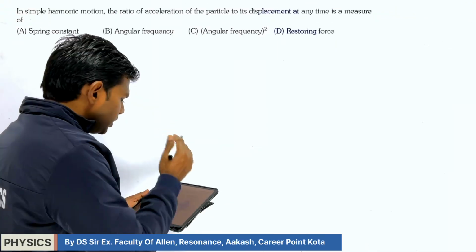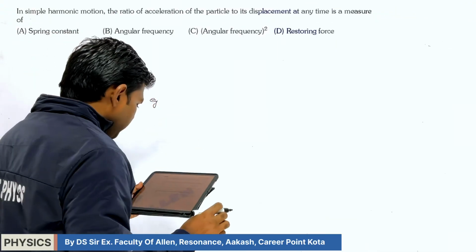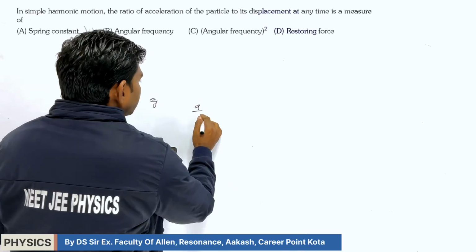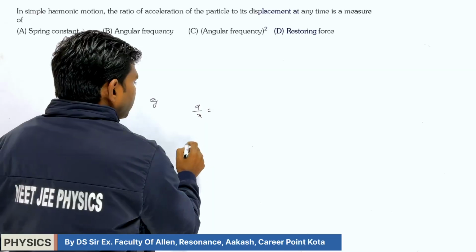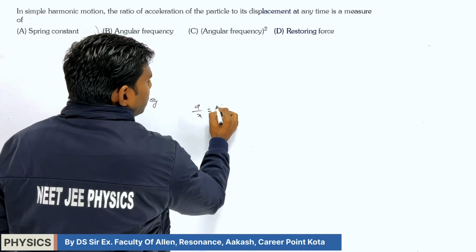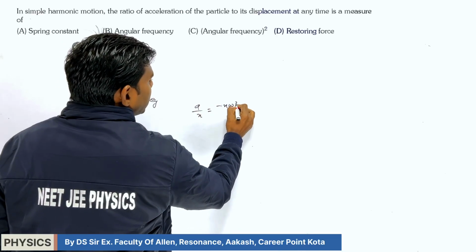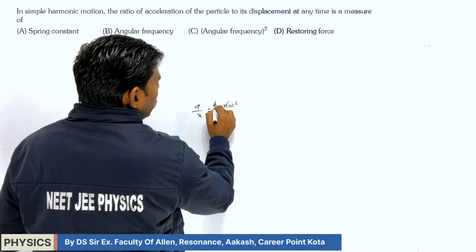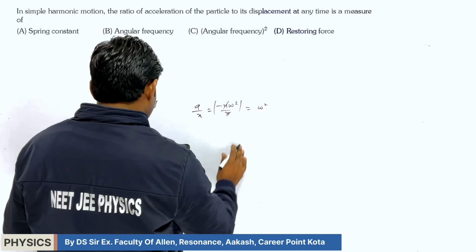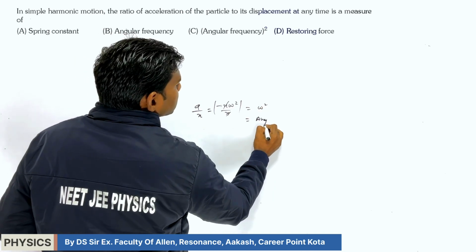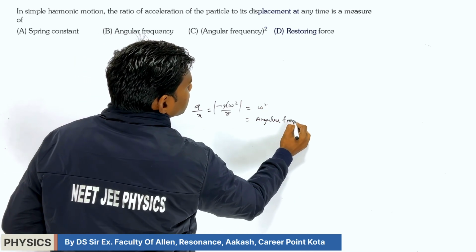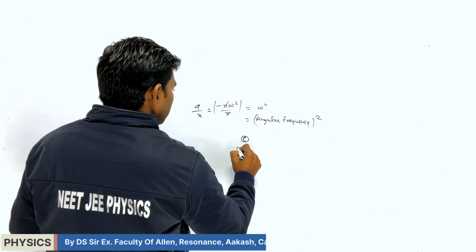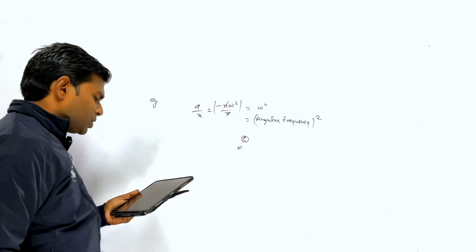Copy this. So read this question. In this question, simple harmonic motion, the ratio of acceleration of a particle to its displacement. Tell me, acceleration is what? Say minus x into omega square upon x, right? So I'm taking the magnitude. So this is omega square. So what is this? Say angular frequency, right? So it is the square of the angular frequency. The C option is the correct option. Copy this.